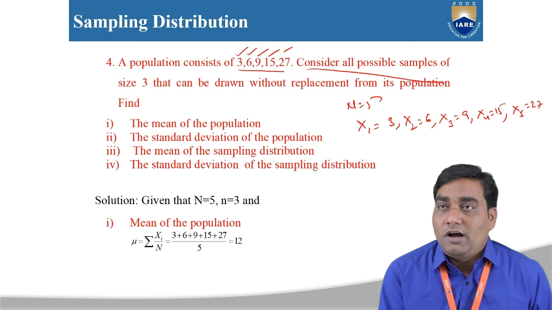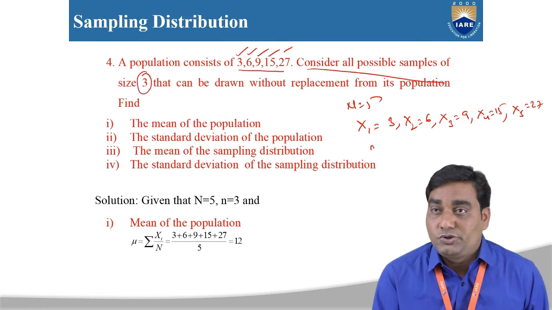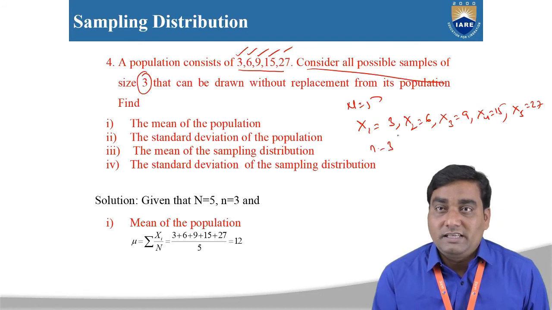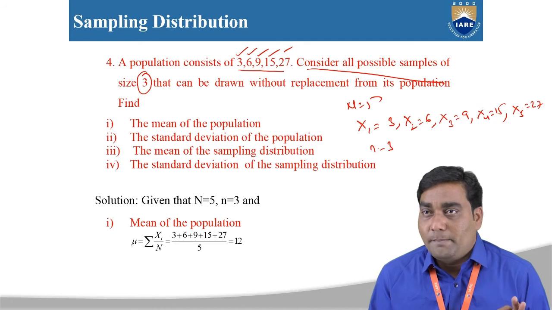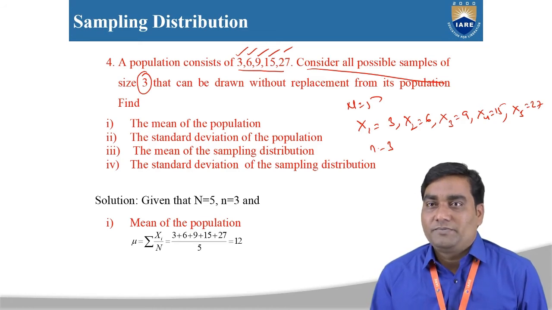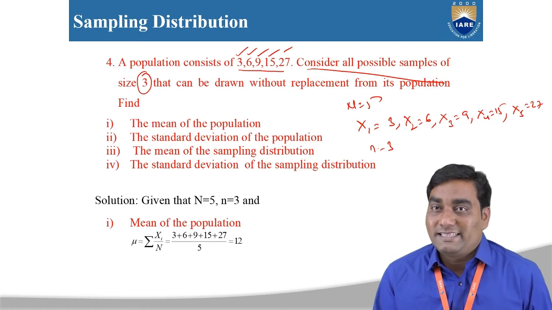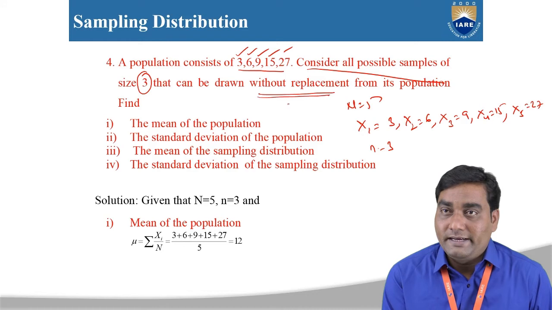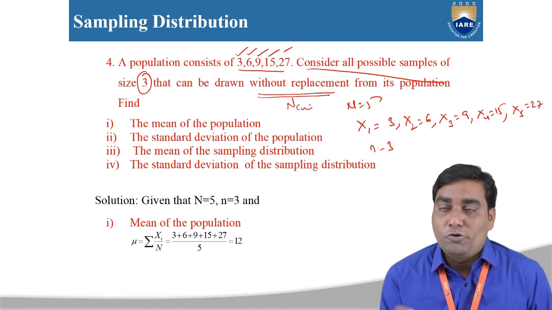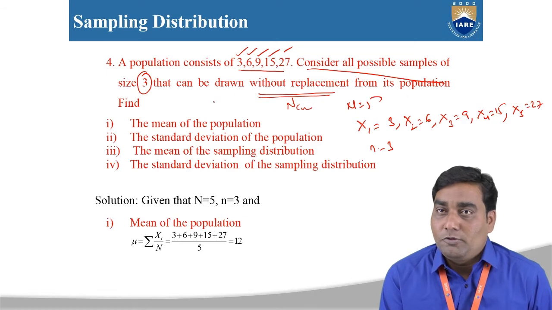Here, consider all possible samples of size 3, not size 2. In the first 3 problems, we discussed all the problems with sample size 2 only. But here, we are going to discuss sample size 3 that can be drawn without replacement. Without replacement means how many samples? NCN samples from its particular population.